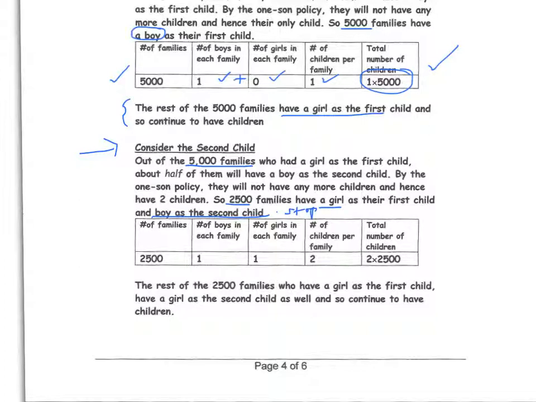So let's look at the details of these 2,500 families. The number of families is 2,500. The number of boys in the family is 1.